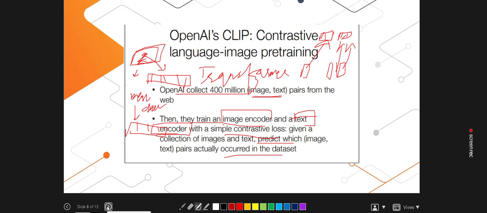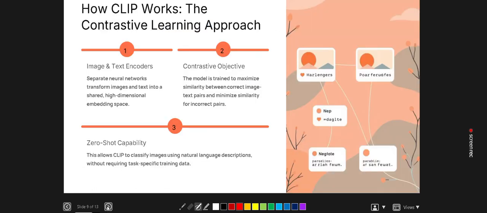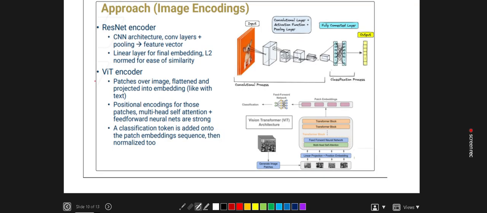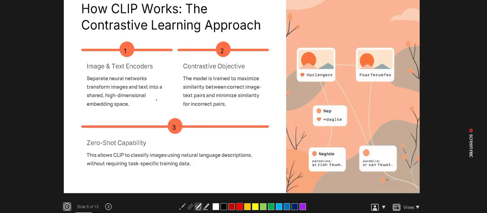So for image encoding there are ResNet and ViT, the vision transformer, and for the text encoder there is a transformer. Then there's the contrastive loss, and the training happens just like that. Okay, so let's see what's next.